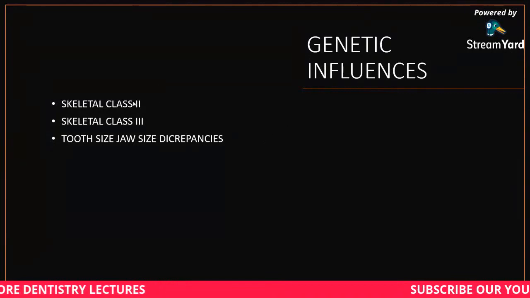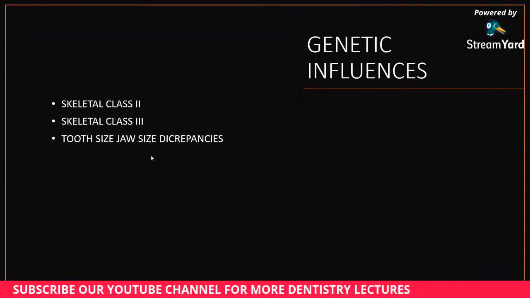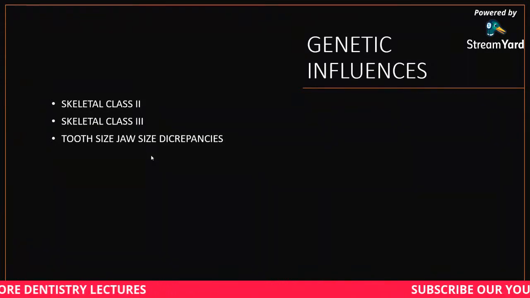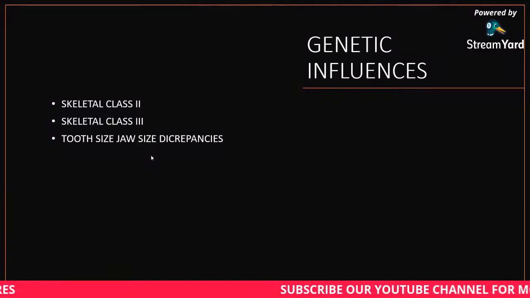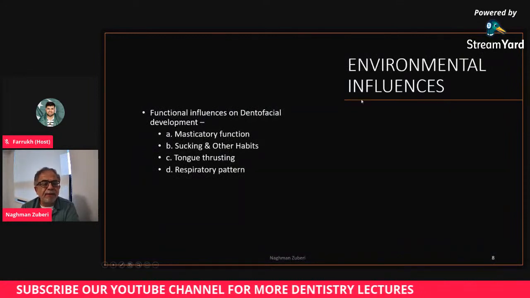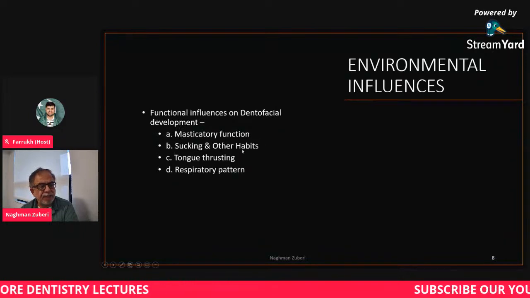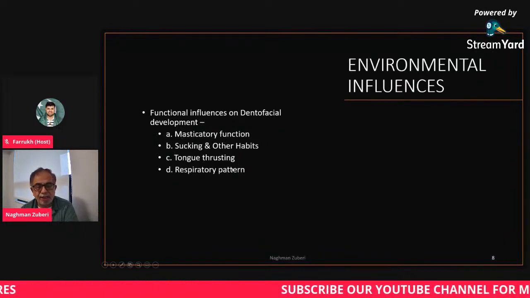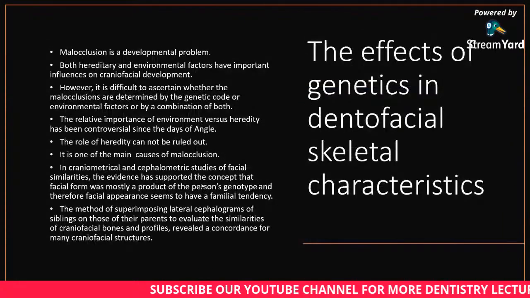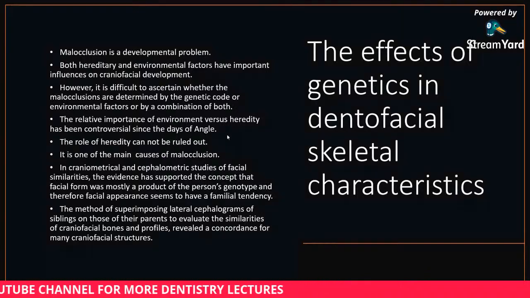And the genetic influences, these are mostly skeletal class 2, skeletal class 3, as well as the tooth size, jaw size discrepancies, which lead to crowding cases or to the generalized spacing cases. Then the environmental influences: functional influences on the dentofacial development, masticatory function, sucking and other habits, tongue thrusting, and the respiratory pattern. Let's see the effects of genetics in dentofacial skeletal characteristics.